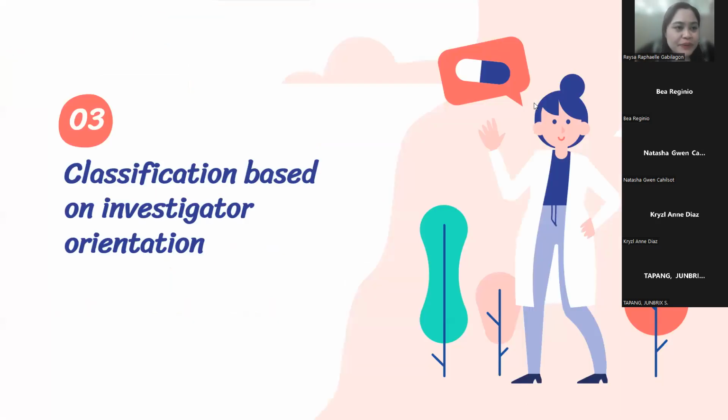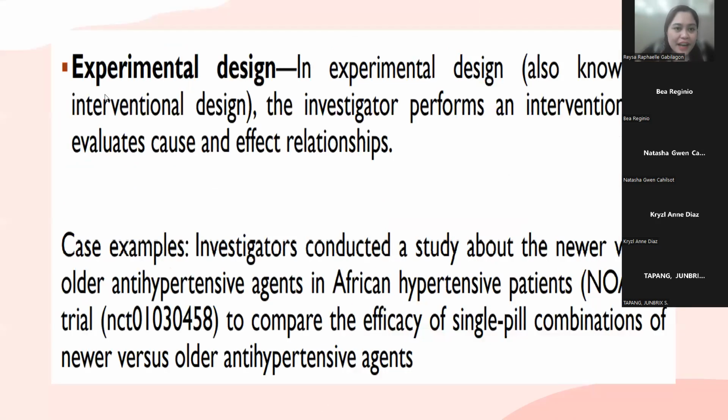Sige. So, next, let us classify research design according to the investigator orientation. Orientation ng investigator, kung ano ba yung field talaga ng investigator. Kasi most likely yun yung gagawin niya kung ano yung field niya. So we have here experimental design. So syempre kung ang field mo is like me na pharmacist, more on drug discovery. So most likely I will be doing a lot of experimental research.